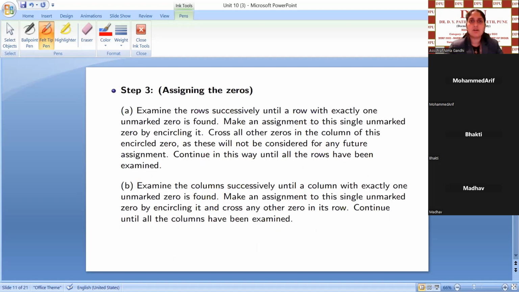So examine the rows successively until the row with exactly one unmarked zero is found. The next step is you are going through row by row, and you are finding a row in which there is exactly one unmarked zero. Once you have reached that row, make an assignment to the single unmarked zero by encircling it or squaring it, and cross all the zeros in that column. So you are checking row by row now.